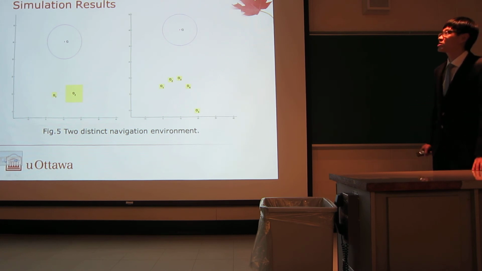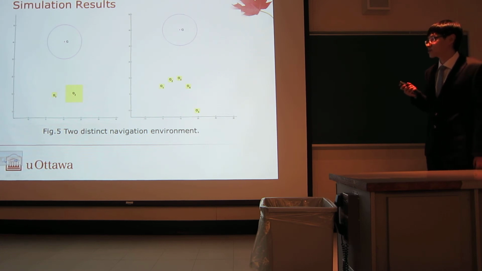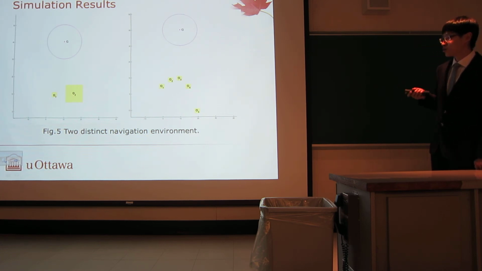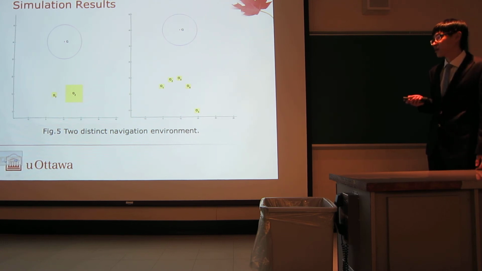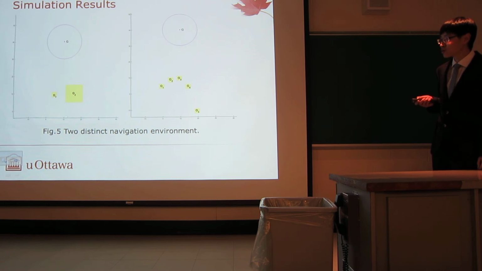And here are our simulation results. We just test our proposed equation models in these two typical navigation environments. The first one is composed of two obstacles, where one is much bigger than the other one. Then when the robot goes close to the obstacle, it will choose the proper turning direction to avoid them and finally reach the goal.